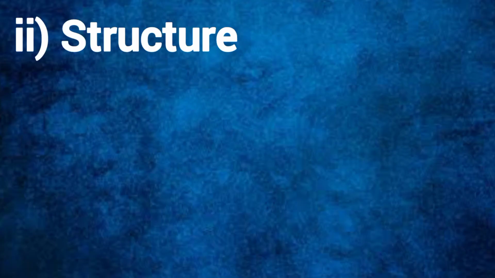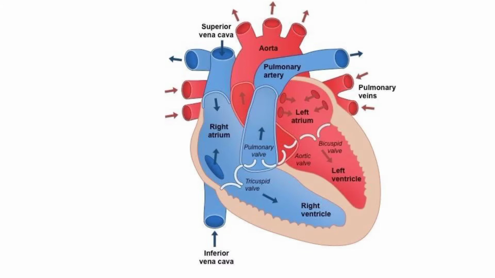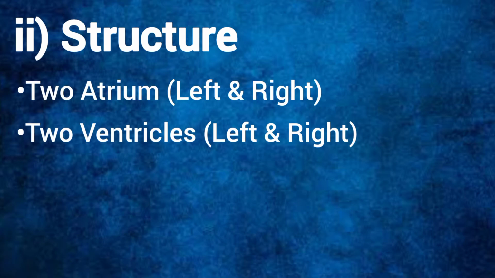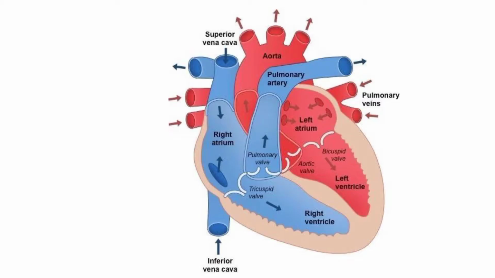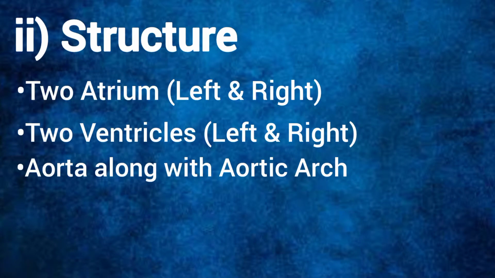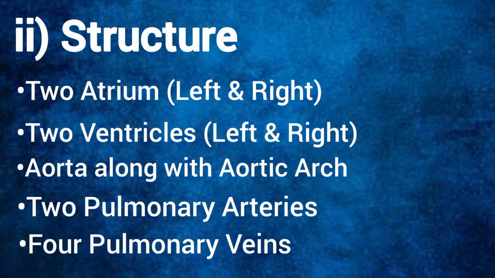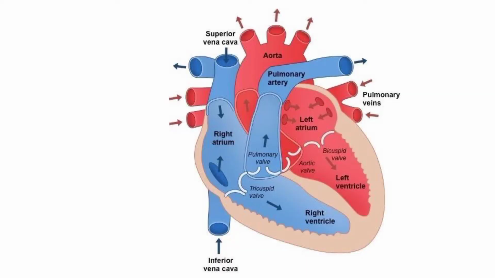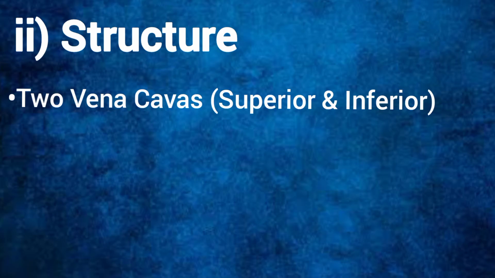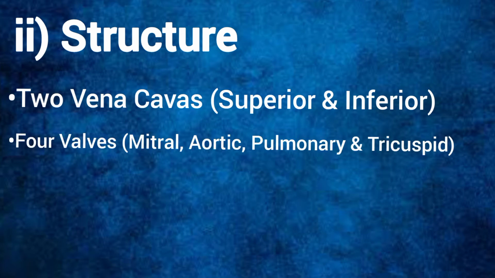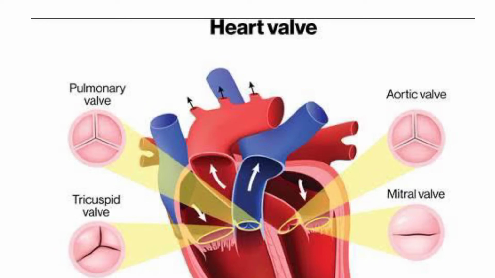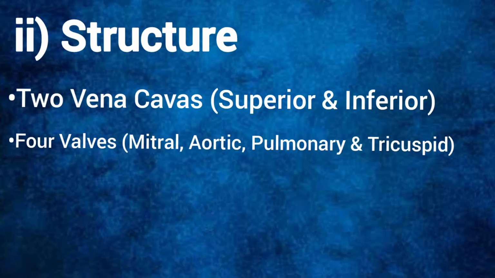In structure, it consists of the two atria, left and right atrium, two ventricles, left and right ventricle, and aorta along with its aortic arch, two pulmonary arteries, four pulmonary veins, two vena cavas, that's superior vena cava and inferior vena cava, and four valves, that are mitral valve, aortic valve, pulmonary valve, and tricuspid valve.